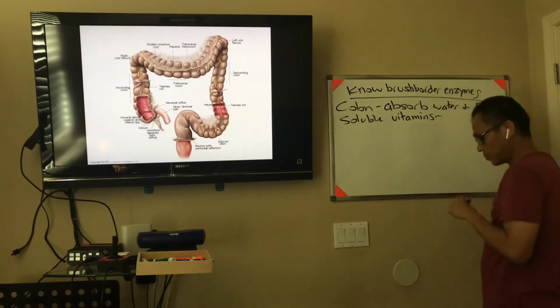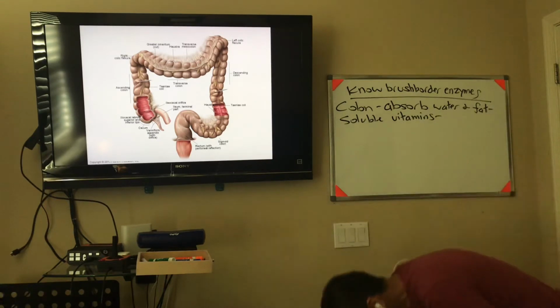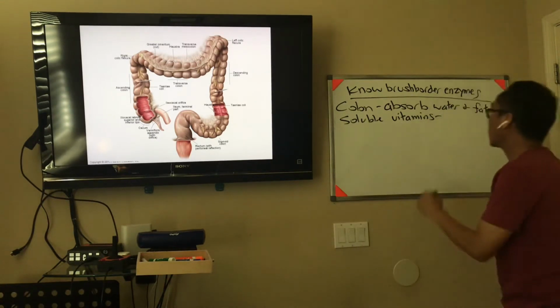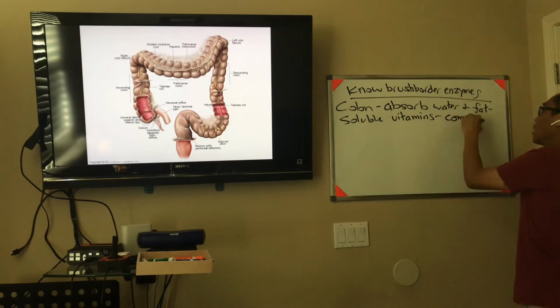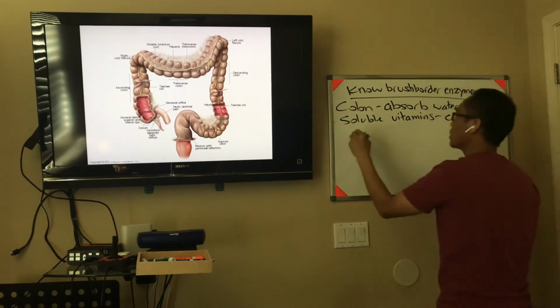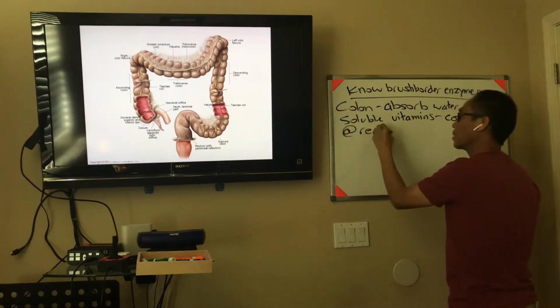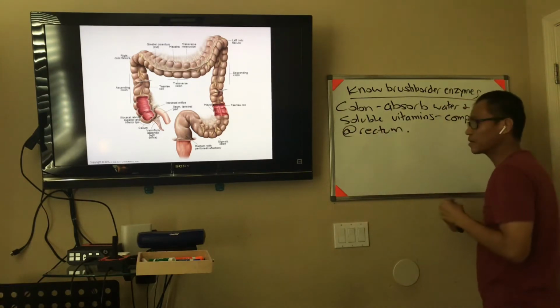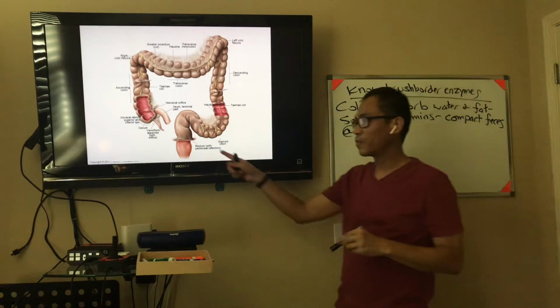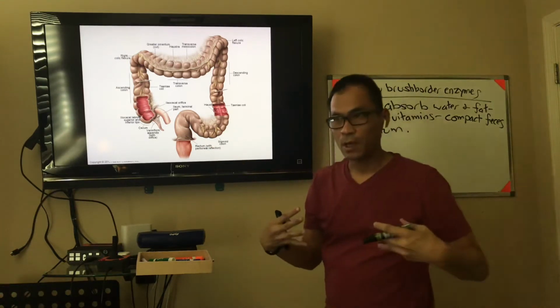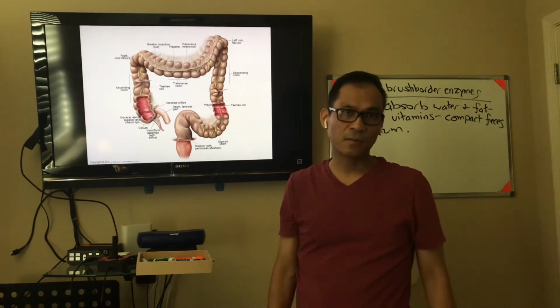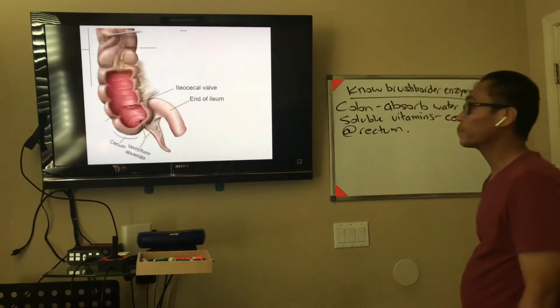And in doing so, by absorbing that water, it'll help compact the feces at the rectum. When you get to the rectum down here, you distend the rectal wall. That's where you get the feeling that you got to go. But anyways, let's talk about the anatomy here.